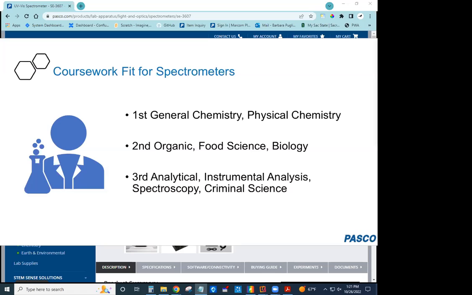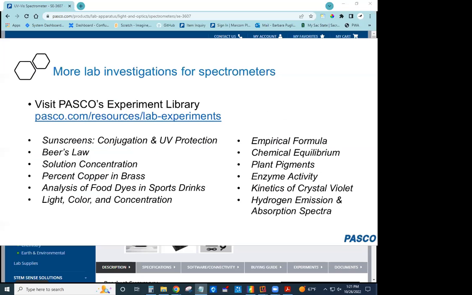It can be used in second year sciences like organic chemistry or biochemistry, for absorption of biological molecules you might be interested in. It's also a great tool for analytical work or instrumental classes, for people taking forensic sciences, and it's an awesome tool to be able to use. So it really does have a broad use across the spectra of classes.